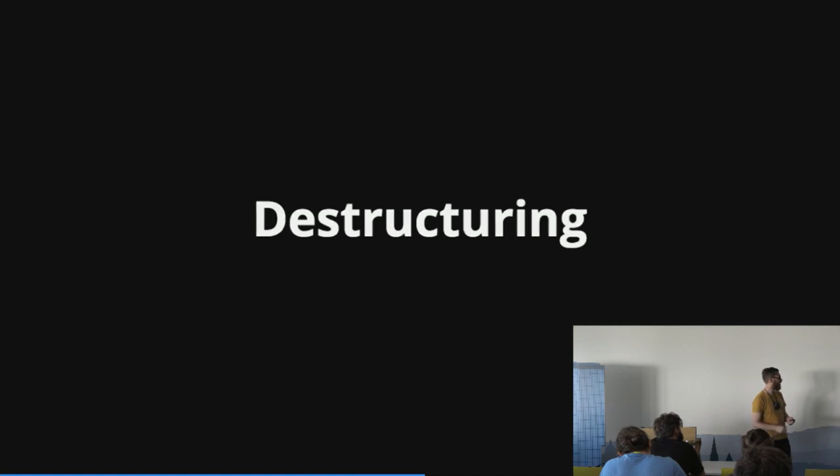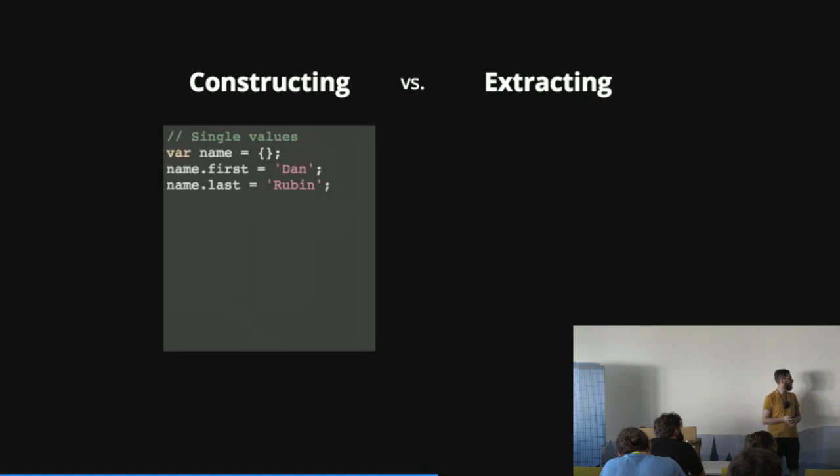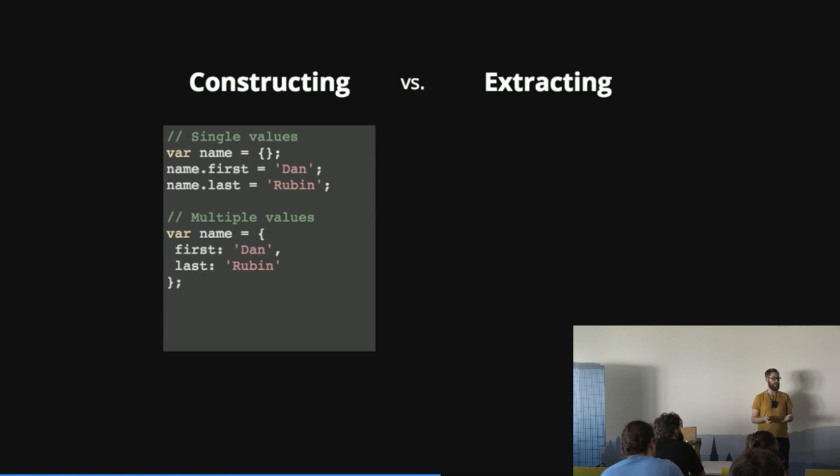So the second cool thing in ES6 is destructuring, but let me first explain the difference between constructing and extracting. Say you want to construct an object. You can do this with single values. In this case, I want to create an object called name, and it has a first name and last name. You can do this with single values, as you can always do. And you can also do it with multiple values at the same time, like this. Well, most of the people working with JavaScript know how this works.